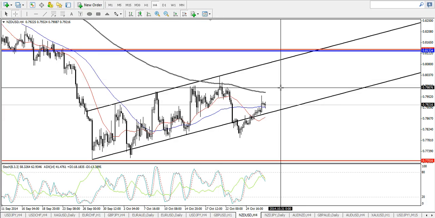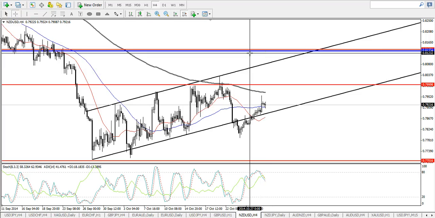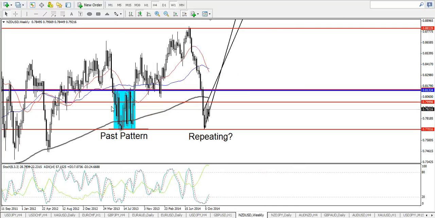Of course, the very first level you're going to look at is the previous high at 0.7980. I'm probably a little bit higher, 0.7994, and the final absorption level we can see is 0.8133. One of the reasons for this price is that it is the final absorption level being measured by the Fibonacci expansion, and of course based on the past pattern.